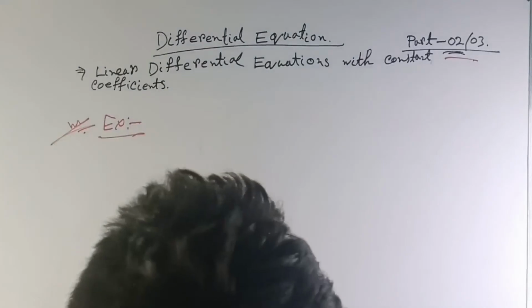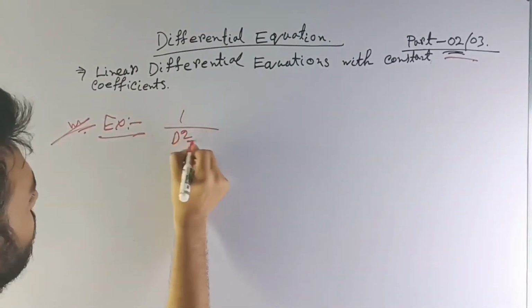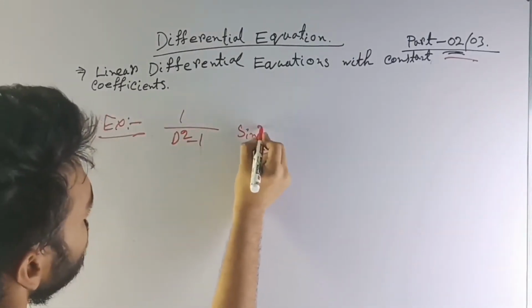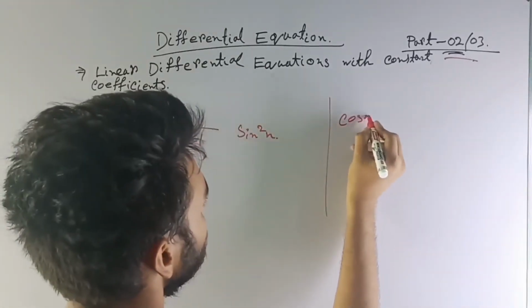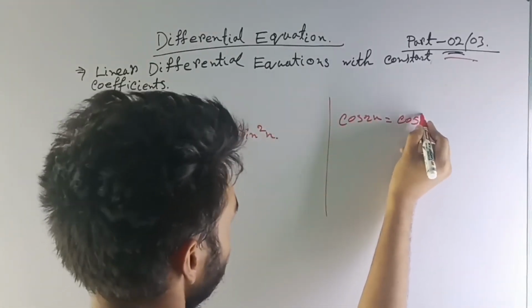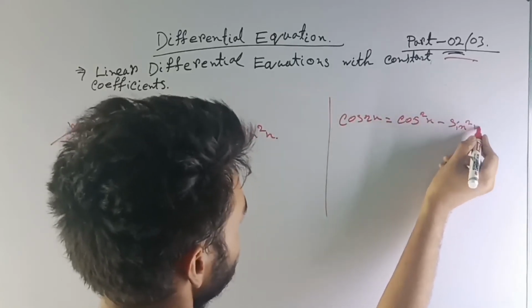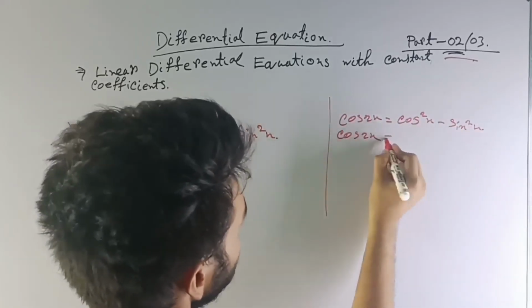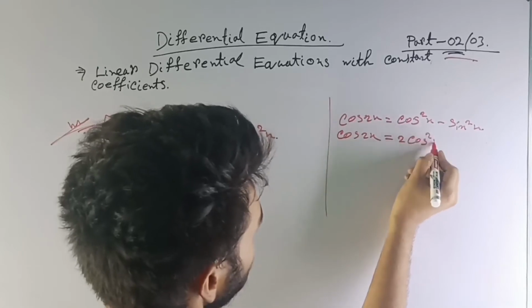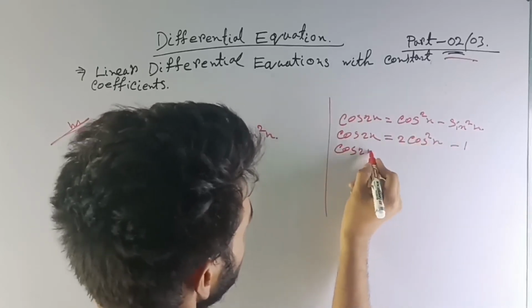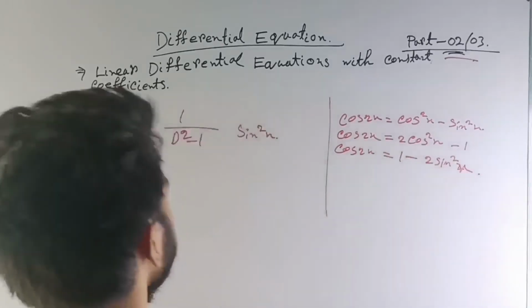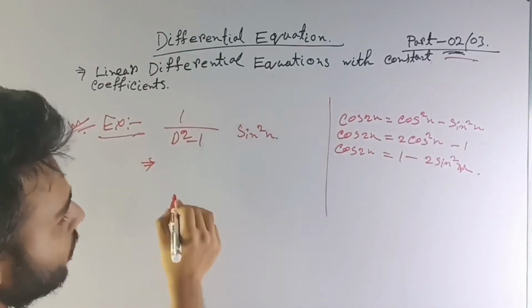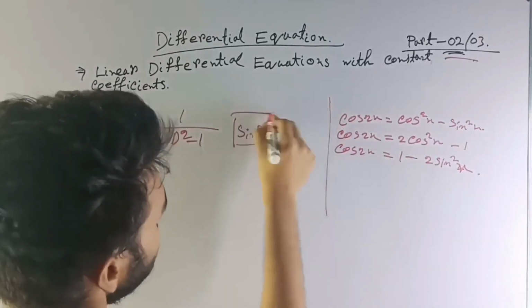So now 1 by minus 4 and minus 4, therefore minus 1 by 8 of sin 2x. Now the next example is a very important example. So now 1 by D square minus 1 of sin square x. At first set the sin square x using the trigonometric equation. We know that cos 2x equals cos square x minus sin square x, and cos 2x also equals 2 cos square x minus 1, and also cos 2x equals 1 minus 2 sin square x, these are the three conditions of that.